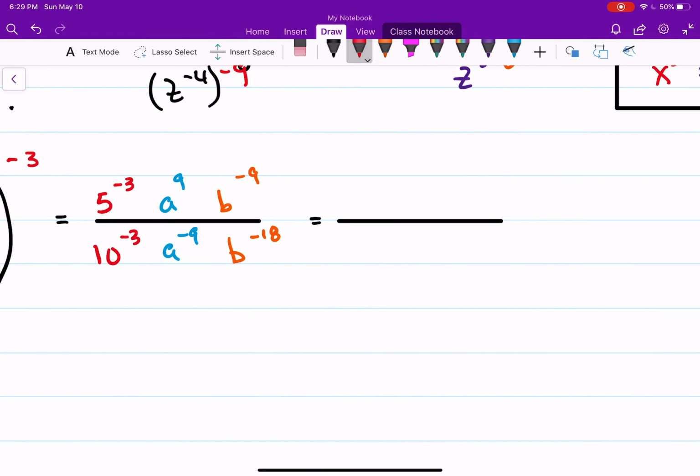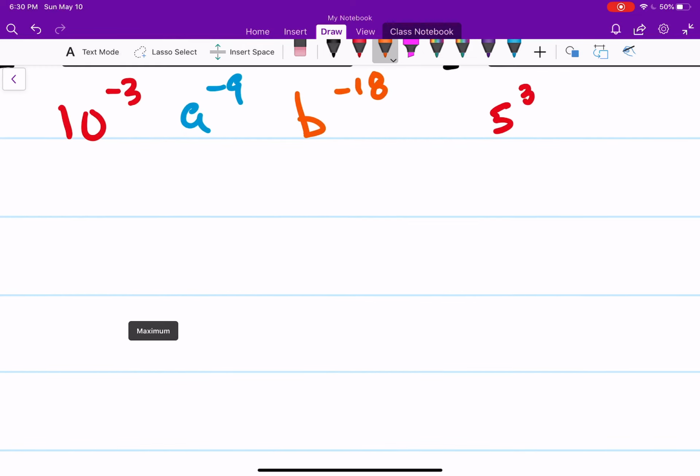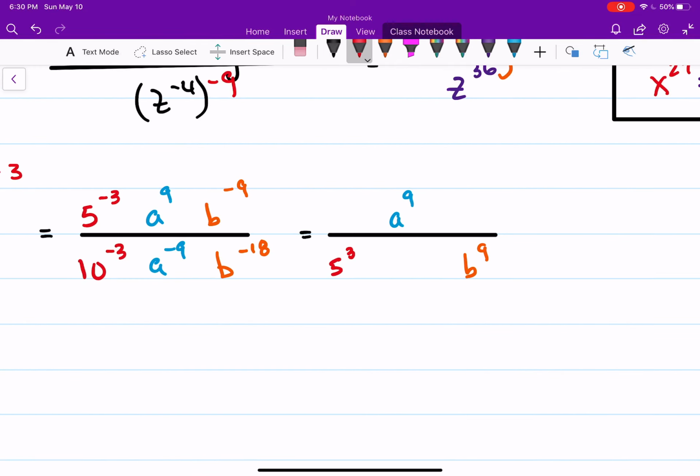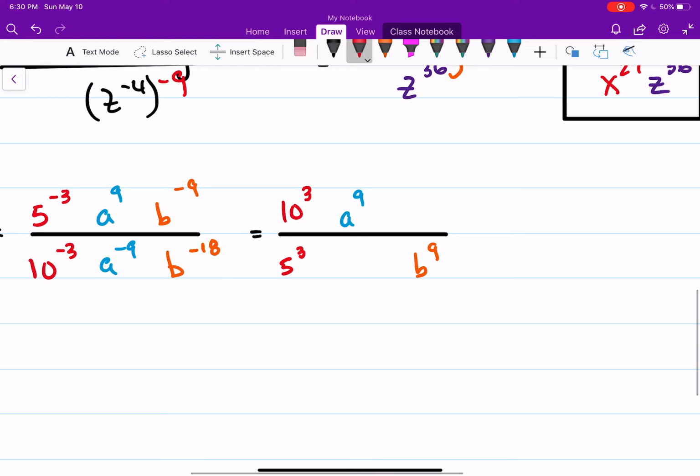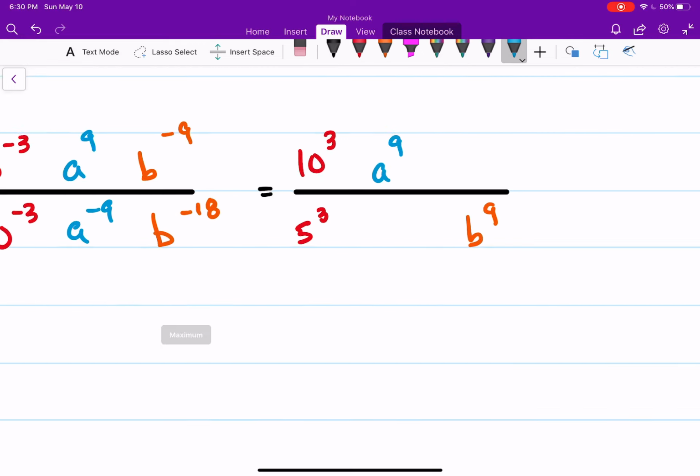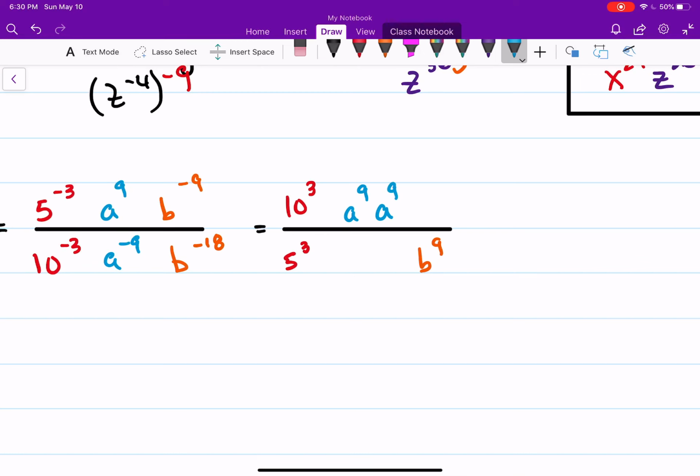So 5, yes, it's going to move down to the bottom. 5 cubed. A, is that going to move? No, it's going to stay put. B, yes, it's going to move. B to the 9th. Then I deal with the bottom. Okay? Is the 10 going to move? Yes. 10 to the 3rd. Is A to the negative 9 going to move? Yes. It is going to move to the top. A to the 9th. And then B to the negative 18th? Yes, that is going to move up to the top.